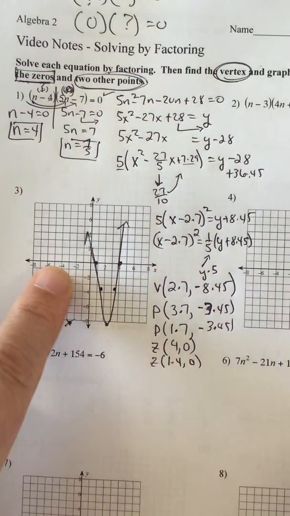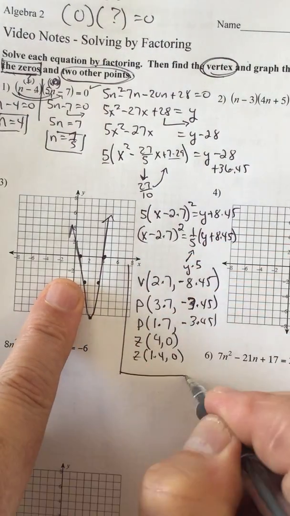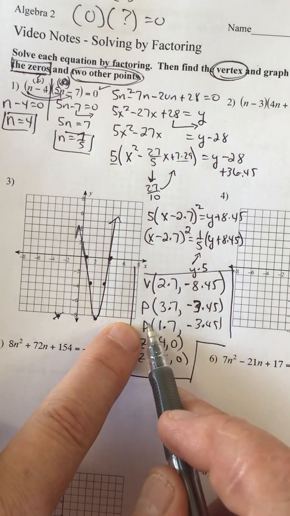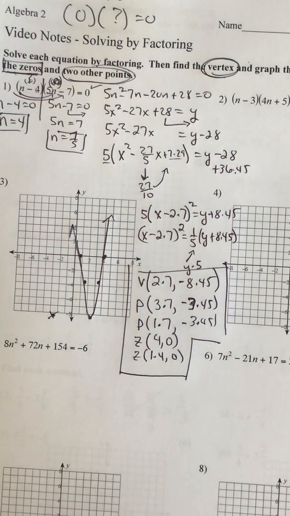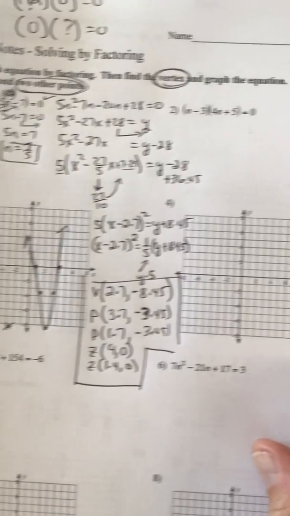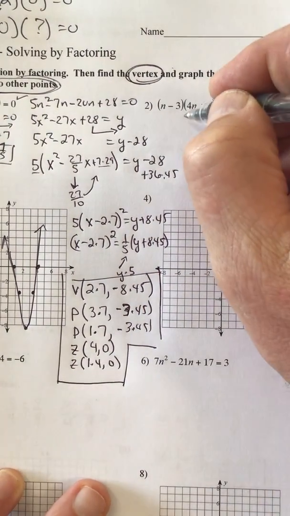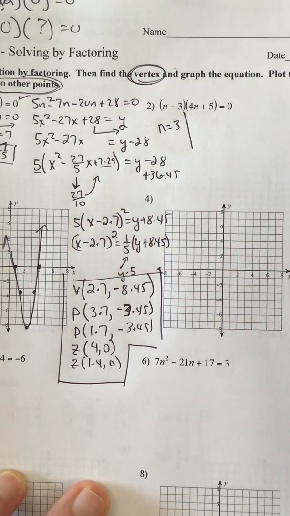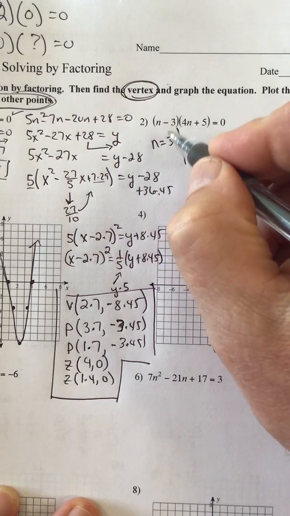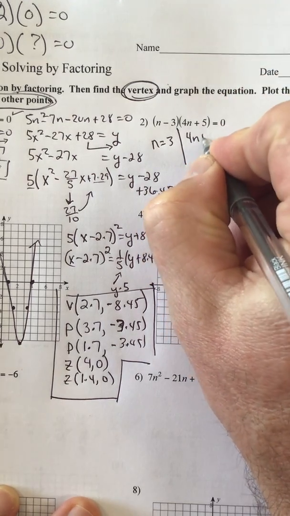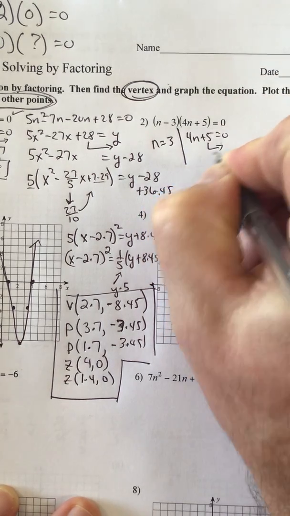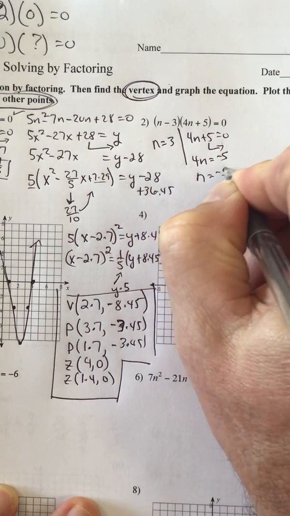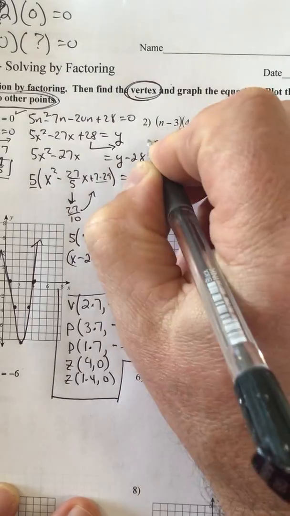Okay, so we got the drawing, and then here was the answers I was looking for. I'm looking for the vertex, the point to the right and the point to the left, and then the 2 zeros. Okay, let's try that again. Okay, the zeros are easy. N equals 3 makes that one 0. If we stick a 3 right there, it's 0. 4n plus 5 equals 0. I can subtract the 5 and divide off the 4. Okay, there's the 2 zeros.